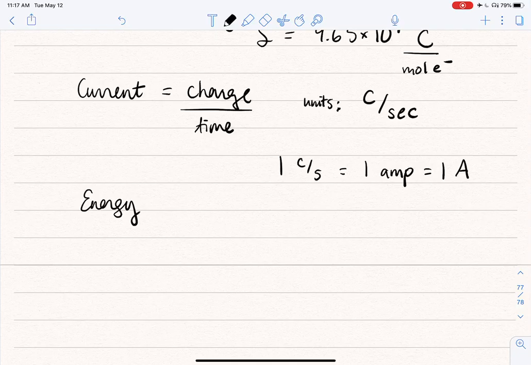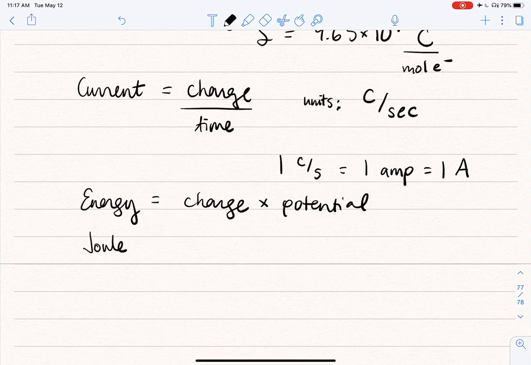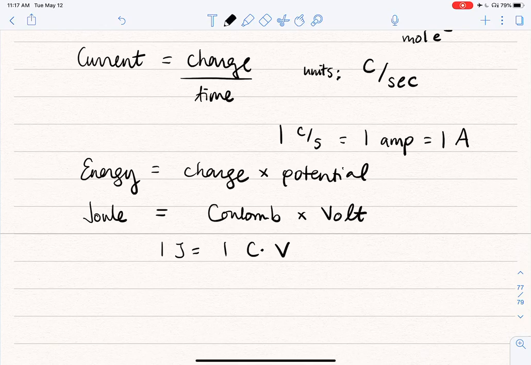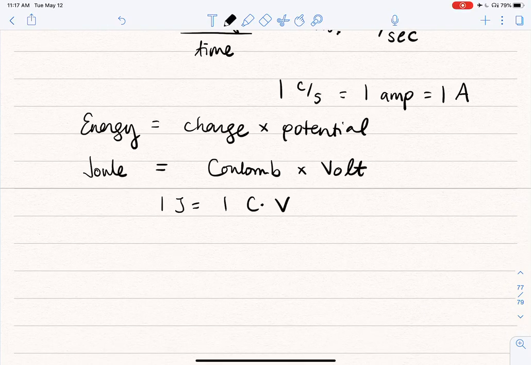Energy. When we are asked to calculate energy, like the amount of energy we need to run an electrolytic cell, we take the charge and we multiply it by the electrochemical cell potential. Charge times potential equals energy. The unit of energy you are familiar with is the joule. The unit of charge is coulomb, and the unit of electrochemical cell potential is volt. So here we get the relationship where 1 joule equals 1 coulomb volt. So you can interconvert between charge, potential, and energy.